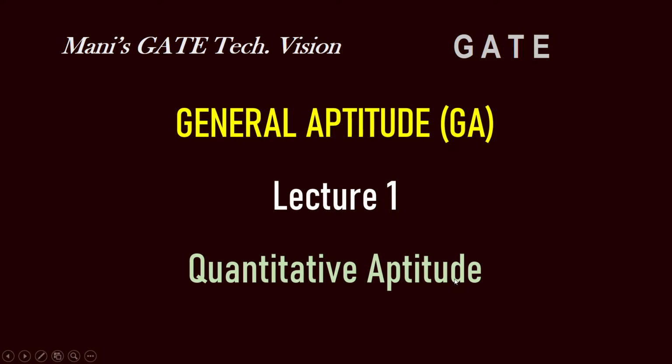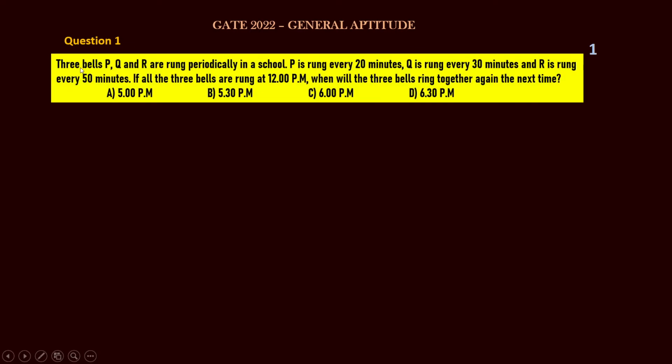Let me solve some problems from the GATE 2022 question paper. Let me solve the first question. Three bells P, Q and R are rung periodically in a school. P is rung every 20 minutes, Q is rung every 30 minutes and R is rung every 50 minutes. If all the three bells are rung at 12 p.m., when will the three bells ring together again the next time? So there are three bells P, Q and R.